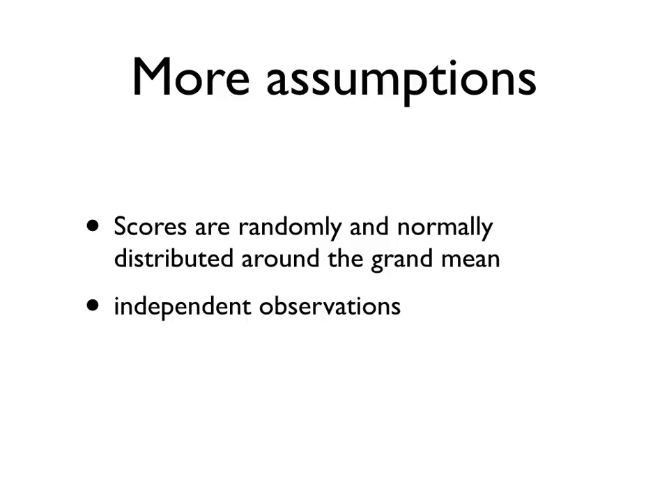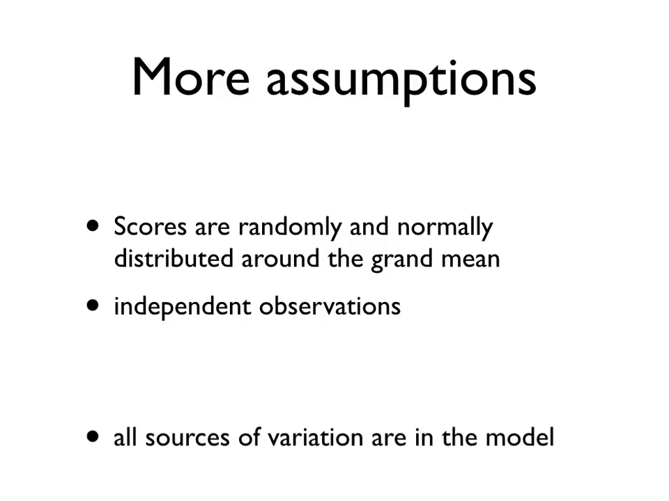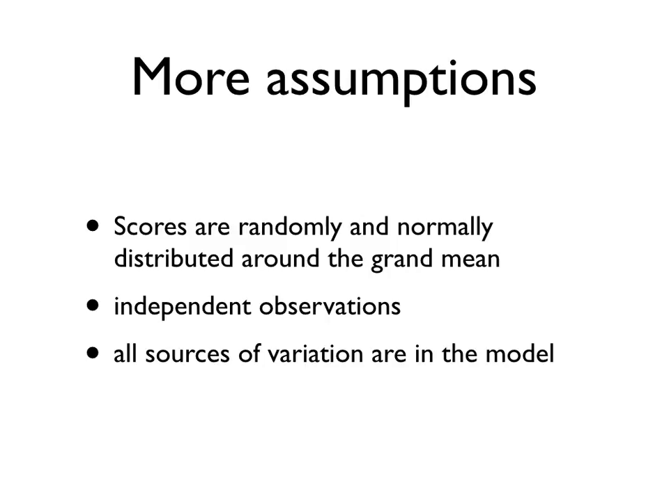So it's normal and independent. And all sources of variation are accounted for in the model. So there isn't anything extra that we haven't accounted for in x equals mu plus tau plus epsilon. Okay? Those are not ridiculous assumptions. We're not going out on any limbs here. But for the math to work, these things must be true.